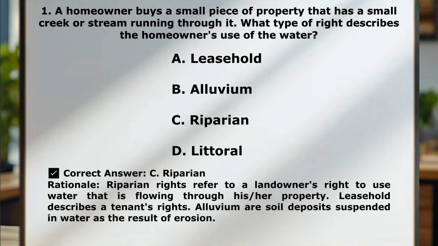Correct answer is C, riparian. I don't know if I pronounced that correctly, but that's how I read it. And so whenever you see this, you just think the landowner's right to use water that is flowing through their property. Now, when it comes to leasehold, that describes a tenant's rights, and alluvium is related to soil deposits suspended in water as a result of erosion.